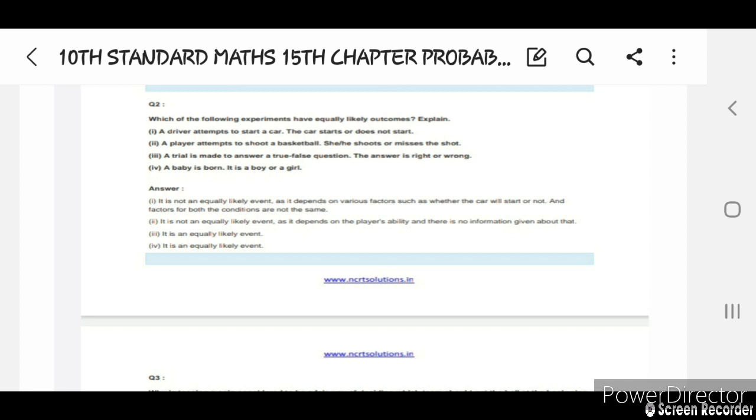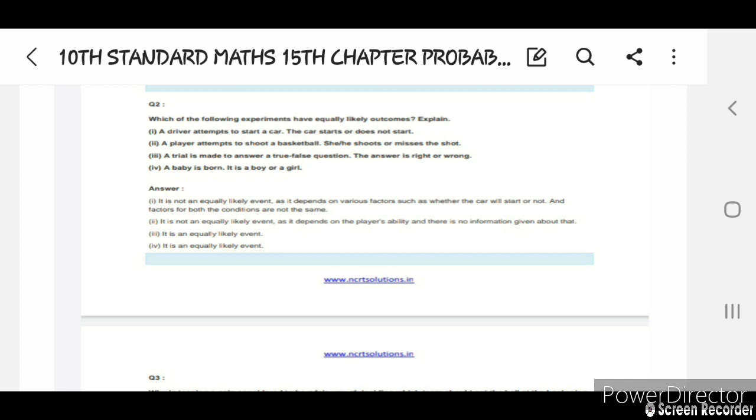A trial is made to answer true or false. The answer is right or wrong. Yes, it is an equally likely event because you will get only two answers here, either true or false.